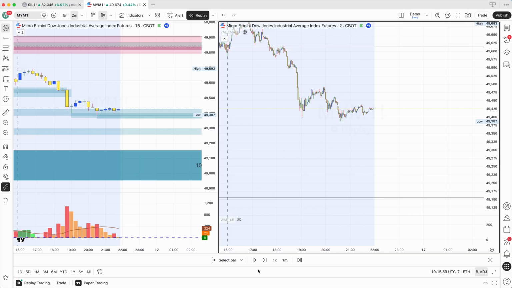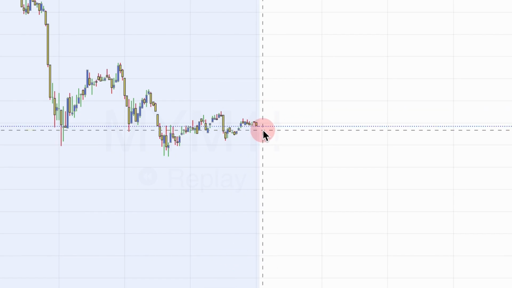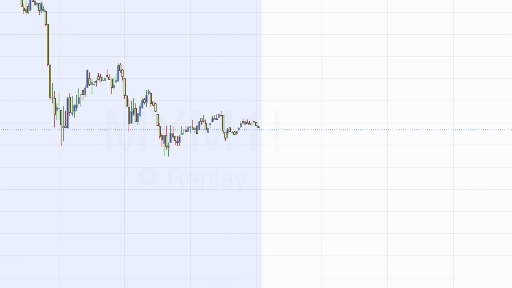Come down to the bottom of the platform, and you can push the play button. And when you push the play button, it will start moving price. In this case, 1 second at a time. If I hit the 1x, it's 1 update per 1 second. That means 1 bar on the 1 minute time frame.